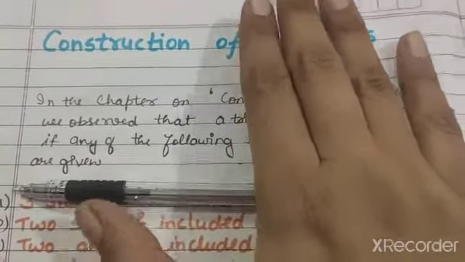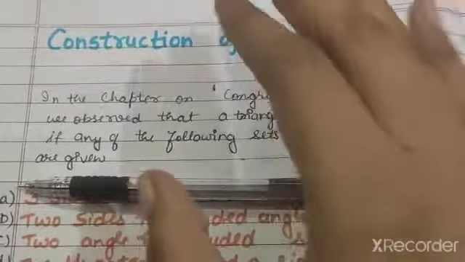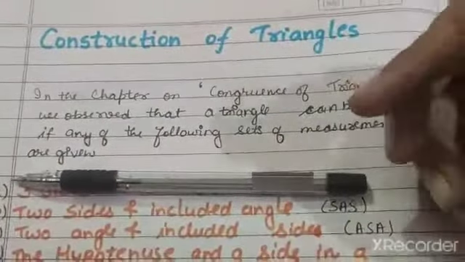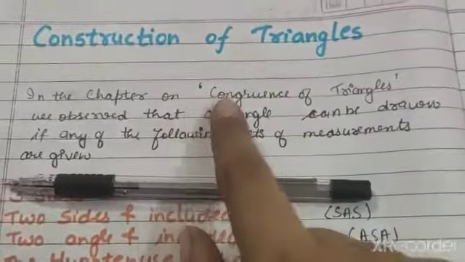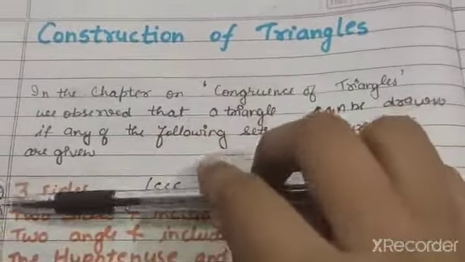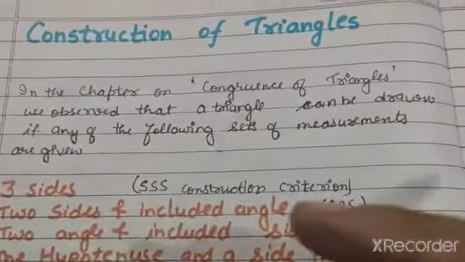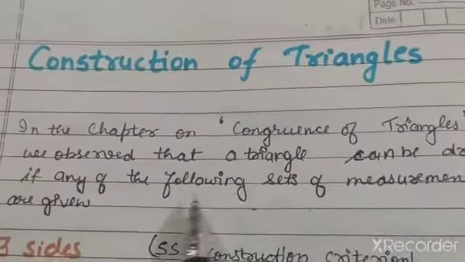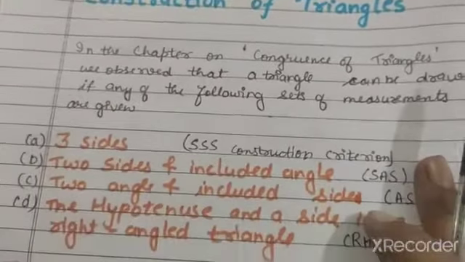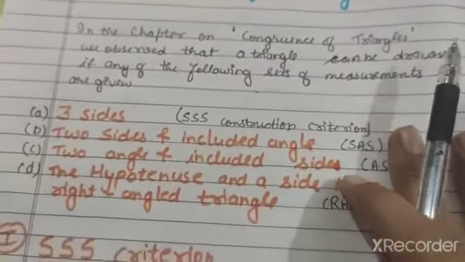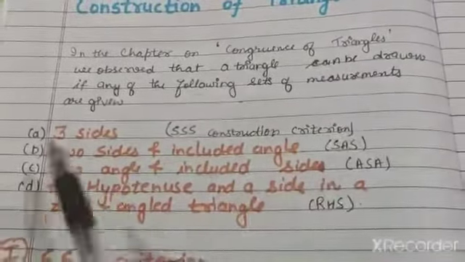In the previous chapter on properties of triangles, we discussed the types and different important properties of triangles. And in the previous chapter on congruence of triangles, we also observed that a triangle can be drawn if any of the following sets of measurements are given. What are the measurements which are given and with which we can construct the triangle? The measurements are as follows.